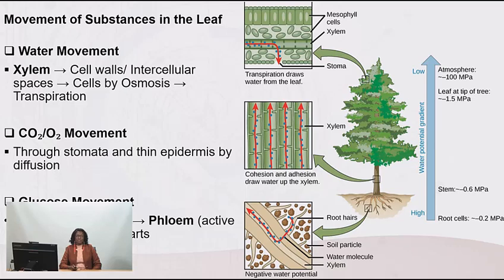Now, water movement of substances in the leaves. We have 3 processes that are responsible for water movement within the leaf. First, the xylem is responsible for moving water into the cells. This happens from the xylem into the cell wall, and this occurs through a process called osmosis.